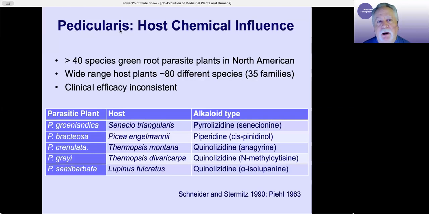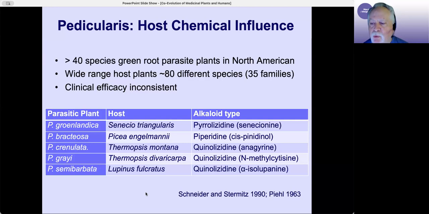In another plant, Pedicularis, which is also a wonderful plant for therapeutic reasons, it's called a green root parasite. There are over 40 species in North America alone, and they have a big host range, 80 different species. The clinical efficacy has been fairly inconsistent in some respects, and that's because what we didn't understand was that it depends on the host plant. The Pedicularis is that first column, and those are different types of Pedicularis. The second column are the different hosts, and the fourth column are the different types of compounds made in response to that relationship.